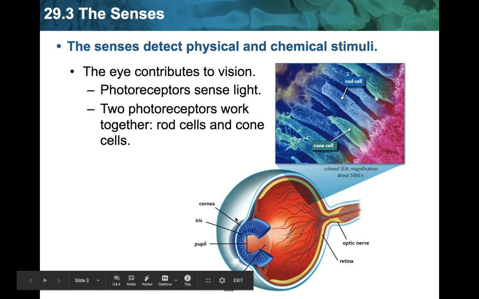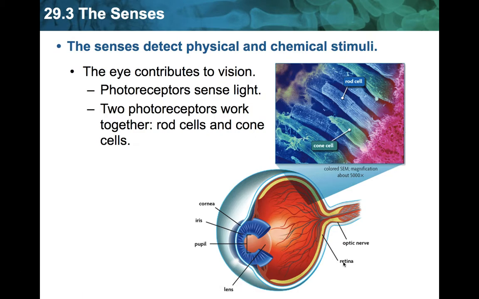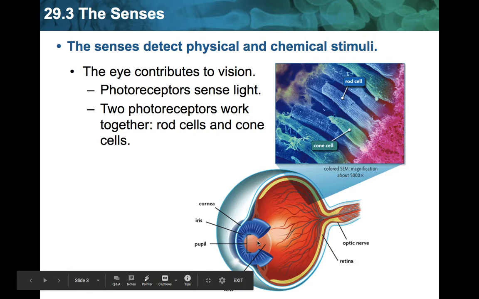So this is showing you what the inside of your eye looks like. So you've got the optic nerve here, you've got the retina here, like this yellowy part, and then you have your pupil, and then you have your lens, which is like this part. This is the iris, the part that constricts or dilates. And then this is your cornea.